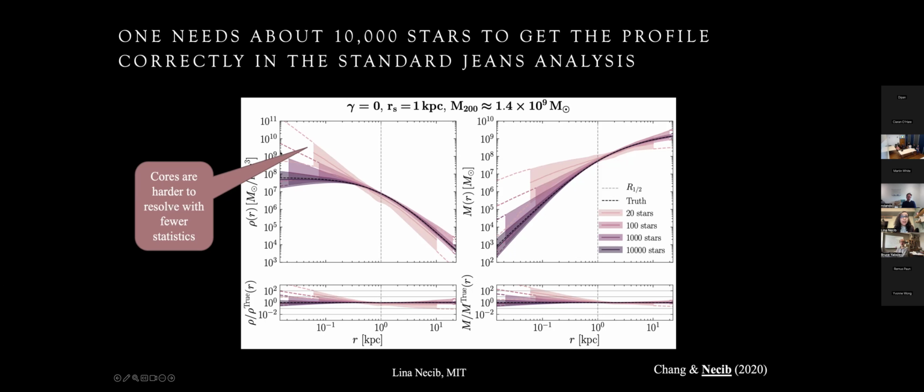And you can see here on the left that we have the density profile as a function of distance, where the true density profile is this dashed black line right here. And you can see that with 20 or 100 stars, it's actually not enough in this massive galaxy to recover the true profile, and you especially end up being posterior driven.